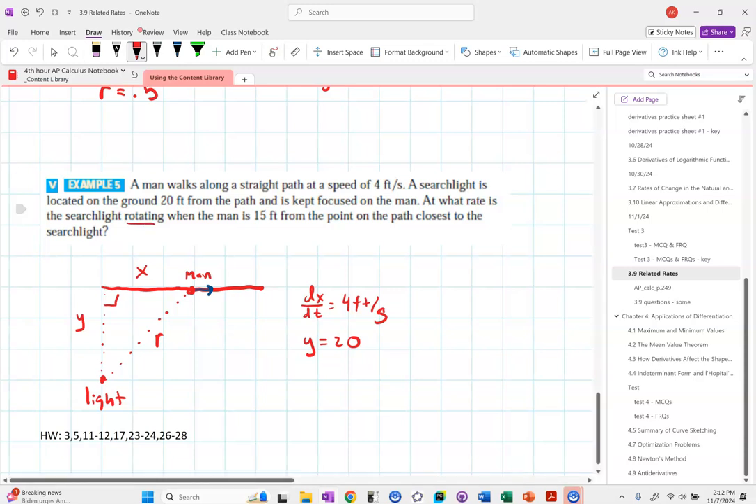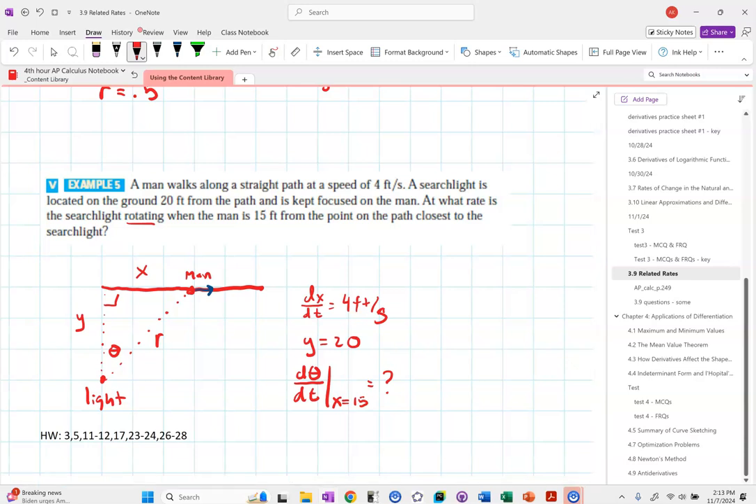This is the key word here. What quantity is this that's changing? It's not R. That's the distance from the man to the searchlight. Yeah, it's this angle here. Let's call it theta. So we're actually looking for d theta dt when x is 15. Does everybody feel okay here? When you hear rotating, you're thinking angle. Okay?